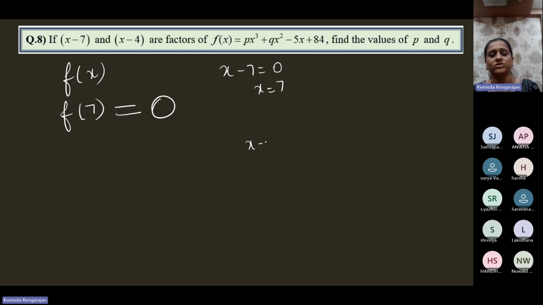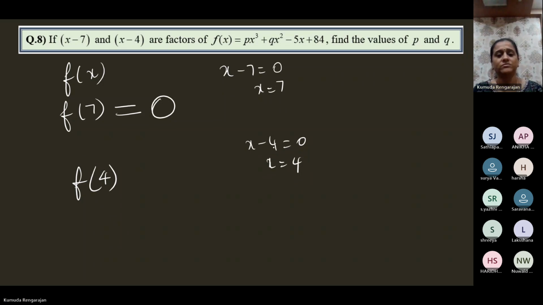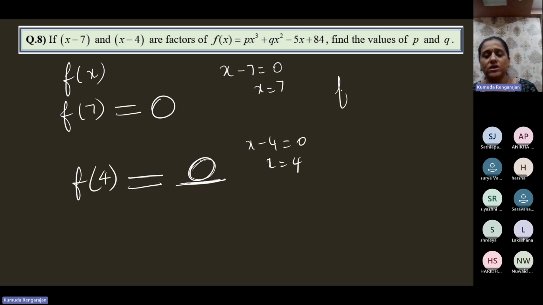Similarly, x minus 4 is equal to 0, x is equal to 4. So how do you find the remainder? F of 4 will give you the remainder. The dividend f of x is the same, the divisors are different. So f of 4 will give you the remainder. And what's the remainder? 0. Why? Because both of them are factors. So the remainder will be 0. So these are the two equations: f of 7 is equal to 0 and f of 4 is equal to 0.